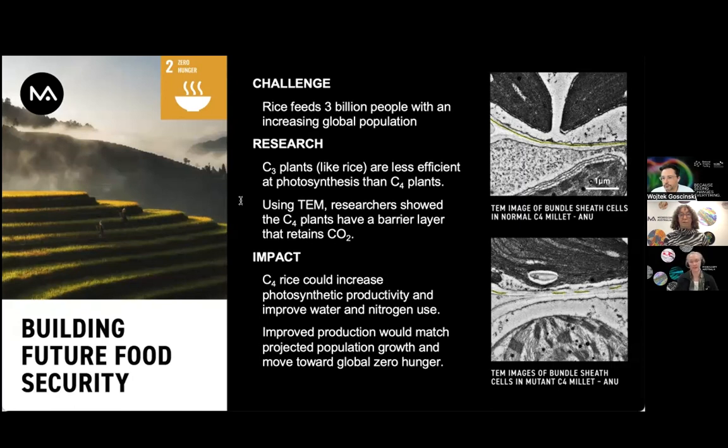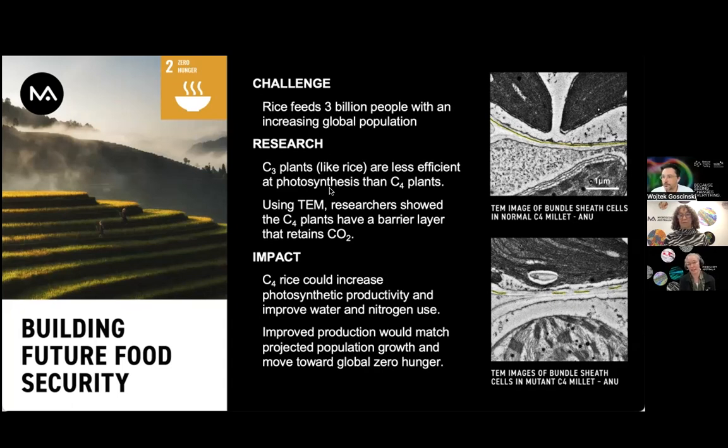So the research that's been done through our facilities is that C3 plants like rice are not as efficient in their photosynthesis processes as C4 plants. And the TEM work that was done showed that there are these bundle sheath cells that in a C4 plant retain the gas, the carbon dioxide gas, and so it can't escape. And what we've got is two images here, one looking at the normal C4 millet, where you can see the yellow line or that seal that is unbroken, and the mutant C4 millet. And so because they don't then create that barrier layer, they're not as efficient.